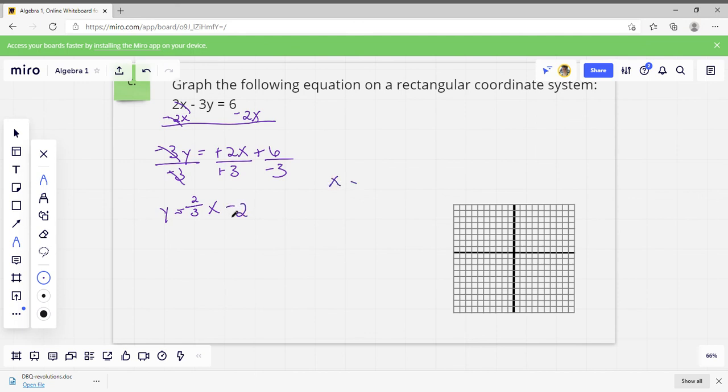Alright, so then I'm going to make my little x and y chart. Alright, and if I put negative 3 in there, notice how I'm using whatever I've got on the bottom of my fraction. It's going to make it a lot easier because then it's going to cancel when I'm trying to multiply it. Alright, so I'm going to say y equals 2 over 3 times x, which would be negative 3 over 1, minus 2. Alright, those are going to cancel, and I'll have 2, that'll be negative 2, minus 2, which would be negative 4. Okay?